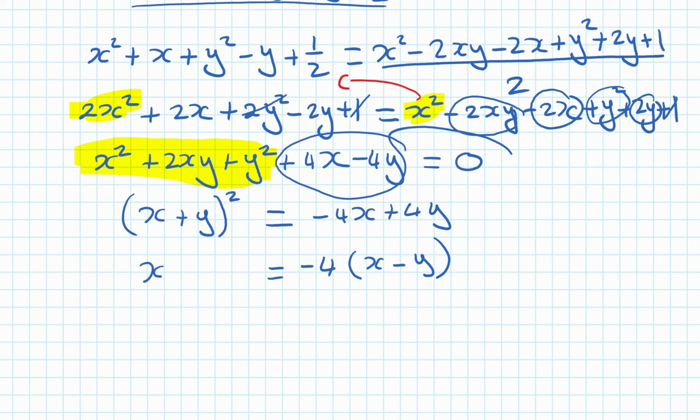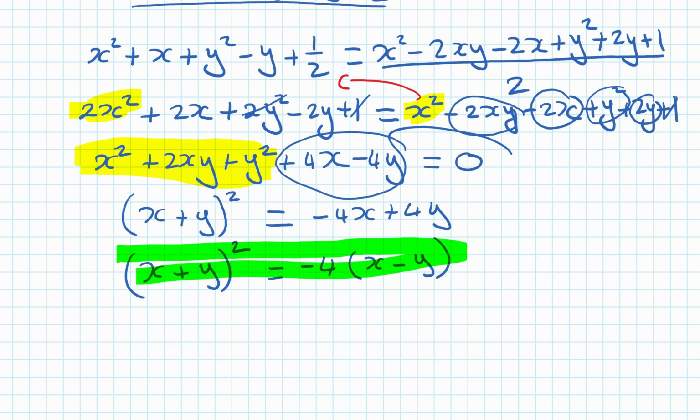So (x plus y) all squared is equal to this. This is the locus of point P along the parabola. This is what it is.